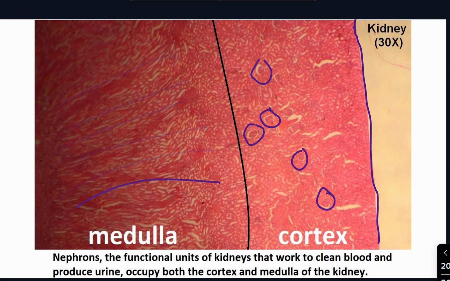In the medulla, we see a lot more of these long striations going downwards toward the renal pelvis, which makes sense, right? That's going to have a lot of the longer ascending and descending loops of Henle and the collecting ducts. So that makes a lot of sense.